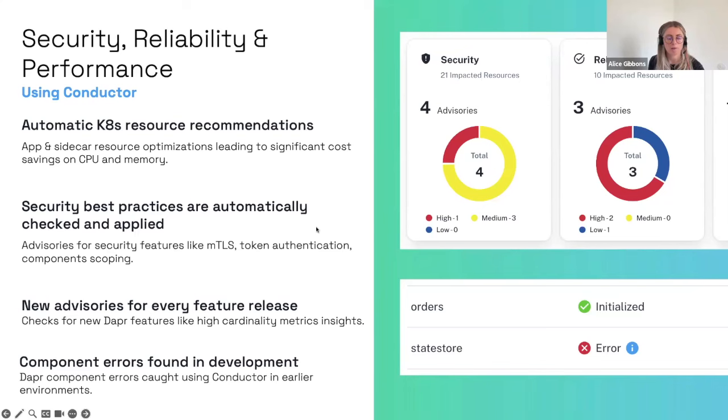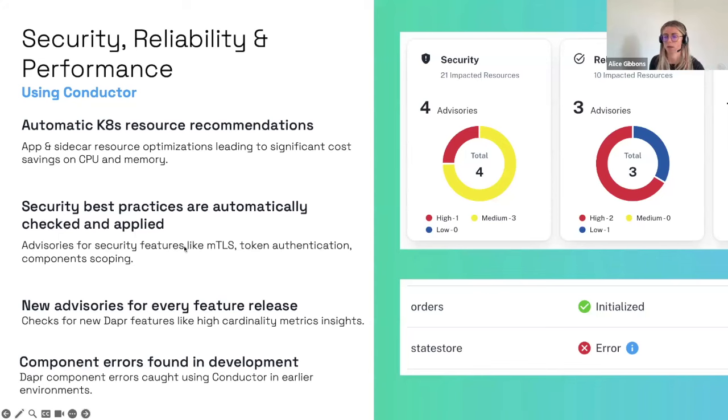And then we also have the component errors that are found within development environments. And this is a huge thing from an initialization perspective. So with Dapr components, some of these initialization errors, like the one I was talking about with a wrong secret, or maybe a network firewall rule that has somehow changed, and now your application cannot reach out to the underlying infrastructure anymore. We have this initialization status, which will actually show you that right within Conductor.